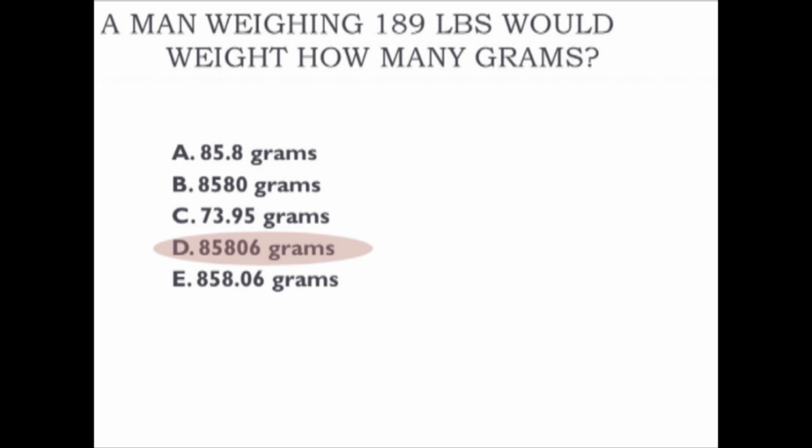All right, the correct answer would be D. Now let's take a look at how this particular calculation was done. If we take the 189 pounds, we multiply it by 0.454, as we previously indicated, to get the kilogram weight, we get a kilogram weight of 85.81 kilograms. We know that 1 kilogram is equal to 1,000 grams. So then 85.8 times 1,000 gives us 85,806 grams. So that turns out to be D.